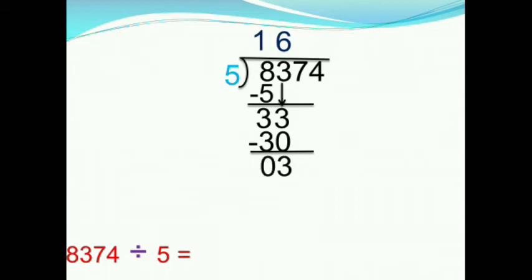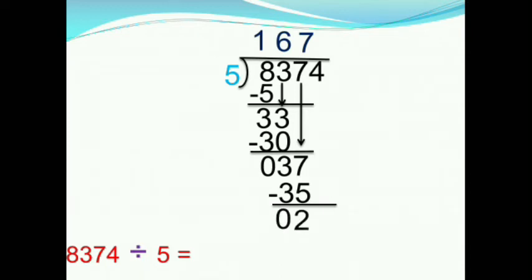Next we should take third digit, that is 7, and write here. It becomes 37. Does 37 come in 5 tables? No, 37 will not come in 5 tables. So we should take nearest number, that is 35. 5 sevens are 35. Write 7 in quotient place and write 35 below 37 and subtract it. 37 minus 35 equals 2.